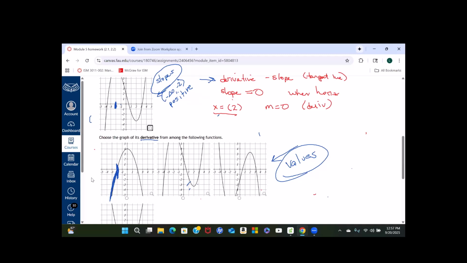Now, when I ask for the values, here's negative. Let's work on a different graph. Here's -2. When I'm less than -2, are my values positive or negative? My y values. I'm looking at my y values. Oh, they're positive. Well, they're negative until -4, and then they become positive after -4. My y values.